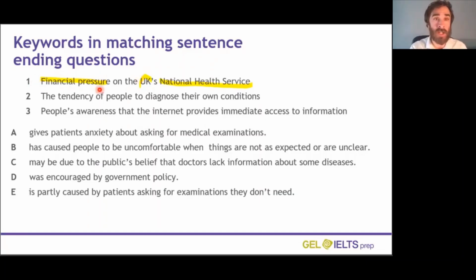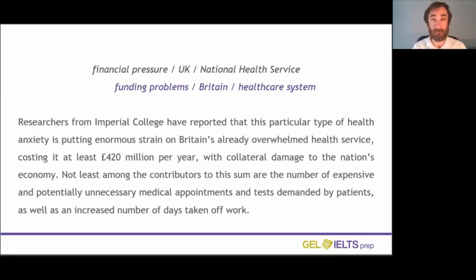The other words, financial pressure, I would expect this to be paraphrased in the text some way. Maybe money troubles or difficulties with funding. National Health Service is a proper noun, so it might appear exactly the same in the text, or it may be paraphrased in some way. The medical infrastructure of the UK, for example. Now let's look at the text and see if we can identify a section that matches some of those keywords.